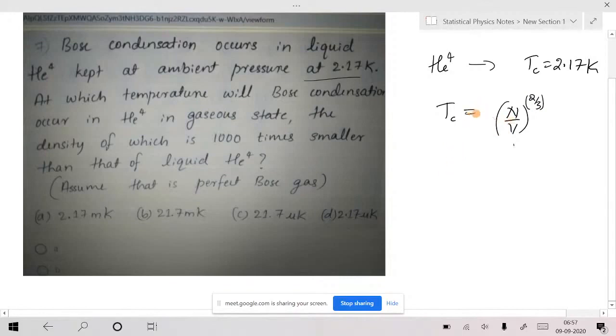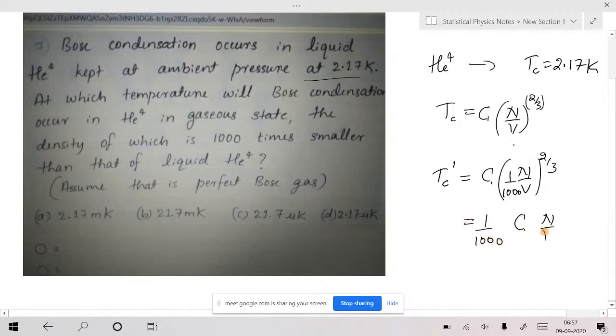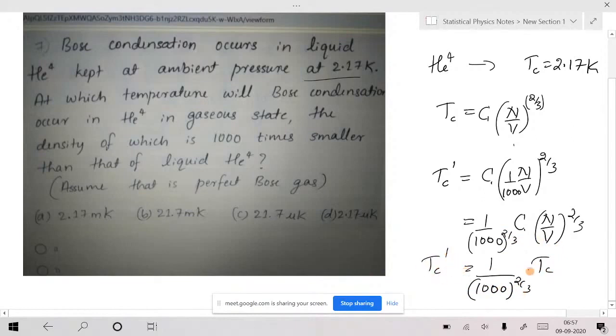Let me write: Tc is equal to some constant into n by v raised to 2/3. Now the new Tc is equal to c into n by v, where this density is decreased 1000 times, raised to 2/3. So that's equal to 1 by 1000 raised to 2/3 into Tc. The new Tc is decreased by this much.